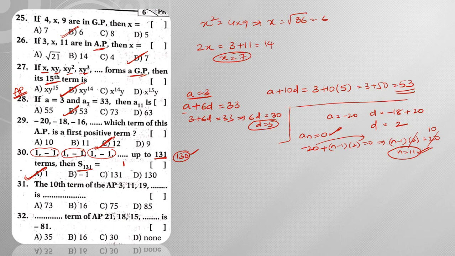Next, the 10th term of the AP, so we need to find the 10th term. For that, first of all find the value of a and d. So d is equal to 11 minus 3, which is equal to 8. Now the 10th term, a10, can be written as a plus 9 times d, which is 3 plus 9 times 8. So 9 8s are 72, 72 plus 3 is 75. Hence the answer is 75.